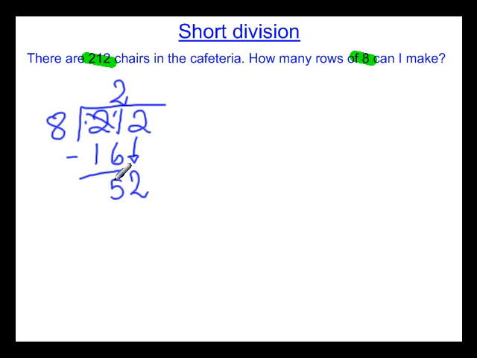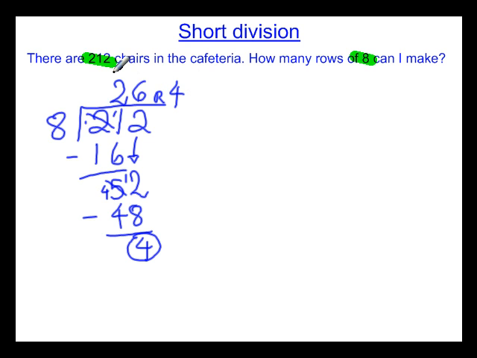Now we have 52. How many times does 8 go into 52? How well do you know your 8 times table? That's right. It goes in 6 times, because 6 multiplied by 8 is 48. Let's put that down there. And again, we get to subtract. 2 minus 8 we can't do. Borrow, so that's 4. 12 minus 8 is 4. 4 minus 4 is nothing. So this is left over. The answer is 26, remainder 4.